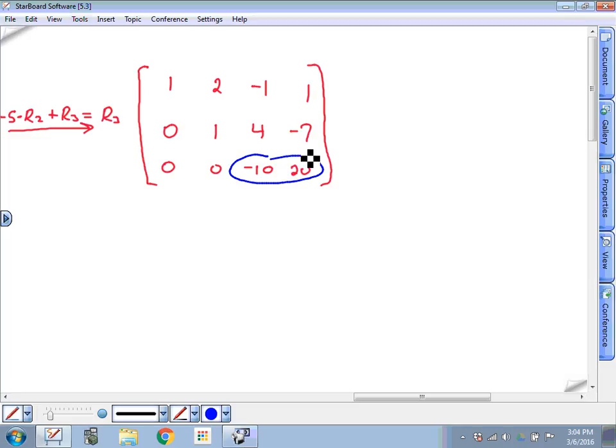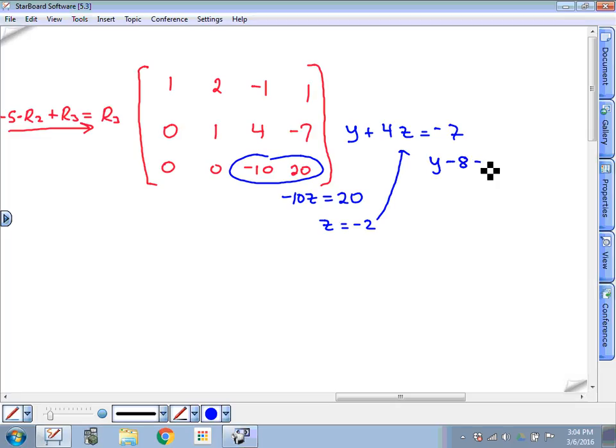This bottom row represents the equation negative 10z equals 20, and you can solve it from there. If you divide both sides by negative 10, you get z equals negative 2. And I move up and you have y plus 4z equals negative 7. If you plug the negative 2 into that z, you get y minus 8 equals negative 7. So y equals 1.